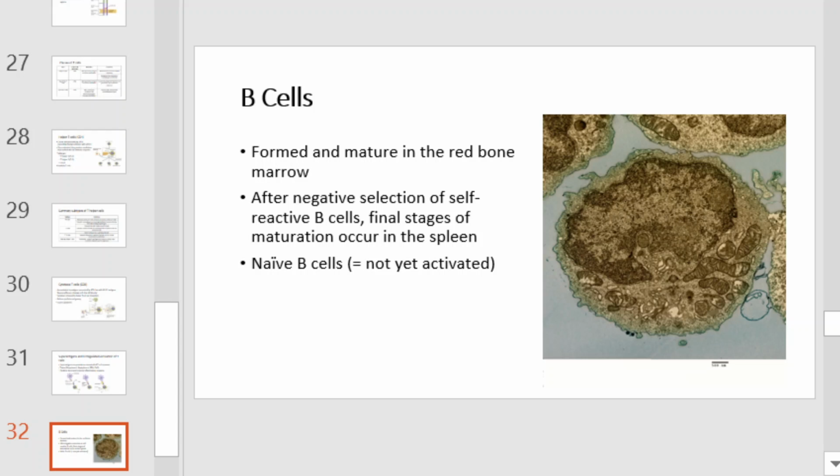B cells are formed and mature in the red bone marrow. After negative selection of self-reactive B cells, the final stages of maturation occur in the spleen. Naive B cells are those that are not yet active.